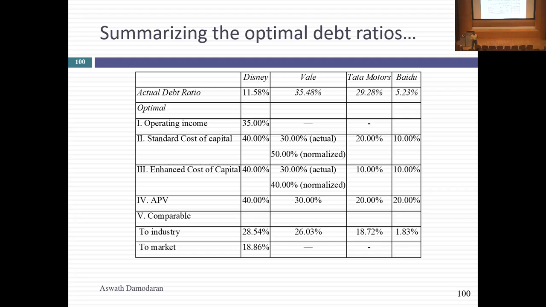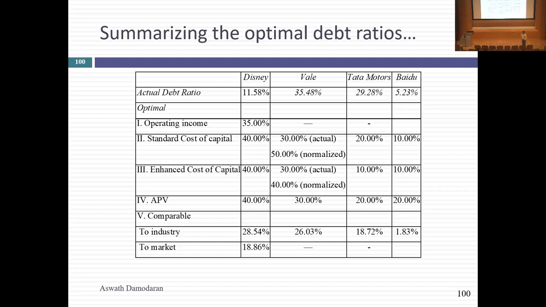On every single metric, it looks like Disney has excess debt capacity. So I don't think you can argue that Disney can't borrow more. We can argue how much it can borrow, because with the relative analysis, it could go from 11 to 20%. The cost of capital approach looks like it can go to more, but on every single approach, it looks like Disney's underleveraged.